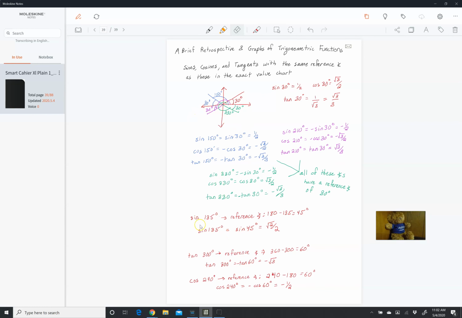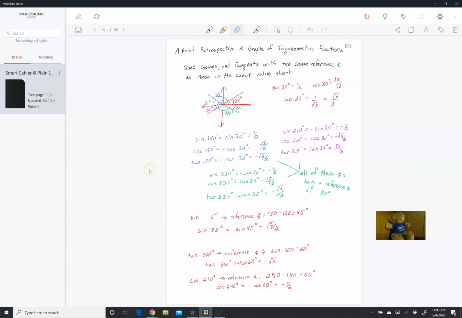The angles that have a reference angle of 45 degrees are 135 degrees in quadrant 2. In quadrant 3, it's 225 degrees. In quadrant 4, it's 315 degrees. So we could find the sine, the cosine, and the tangent of all of those angles.